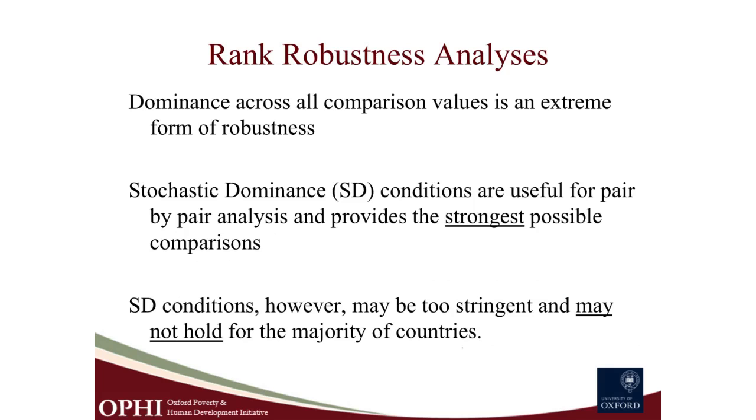So that was robustness analysis. In that analysis, you assume that your weight structure and deprivation cutoffs are given, and you look at different poverty cutoffs, and then you conclude whether poverty has gone down or gone up.